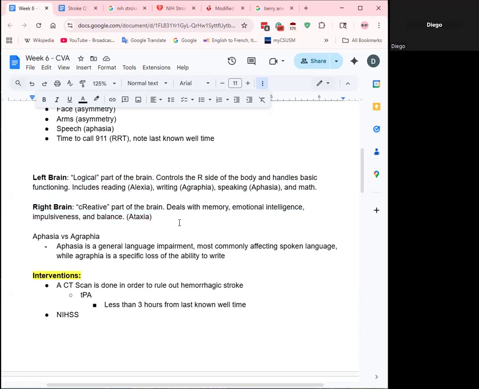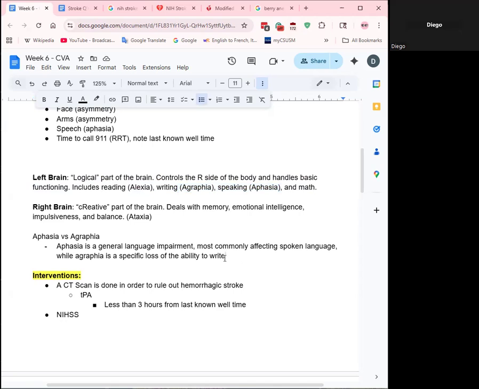I also have this little section. It's just what's the difference between aphasia versus agraphia. So, just remembering medical terminology, aphasia is general language impairment. Agraphia is specifically the loss of the ability to write. So graph, like you're writing a graph, you're drawing a graph. That would be where that comes from.